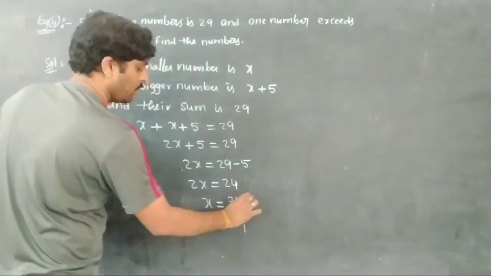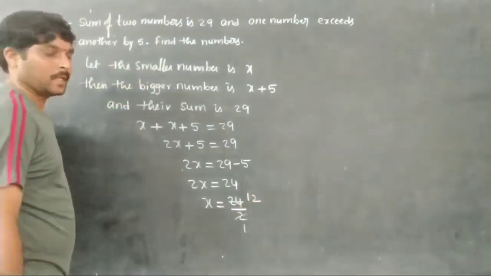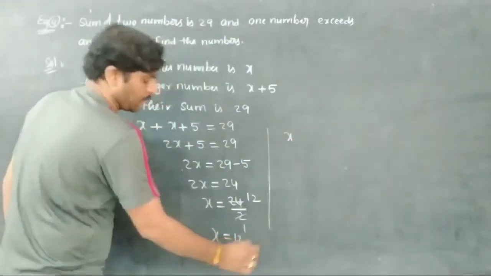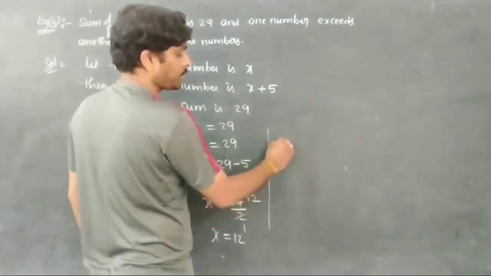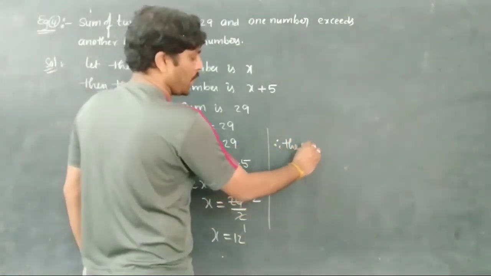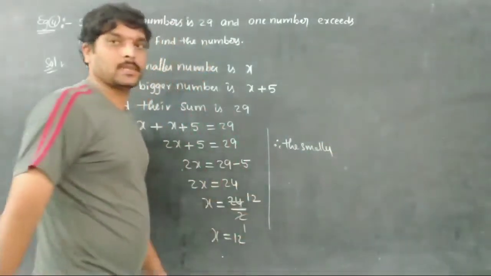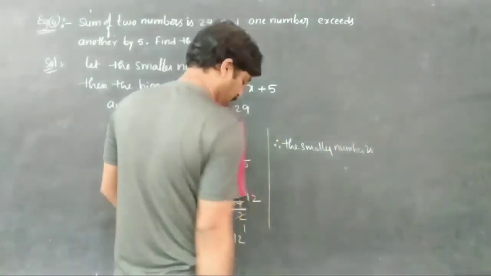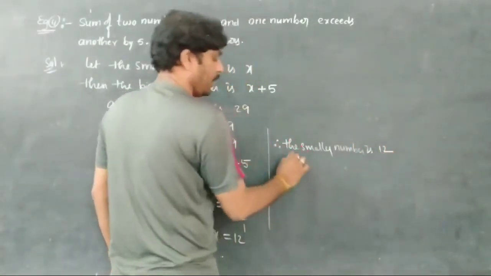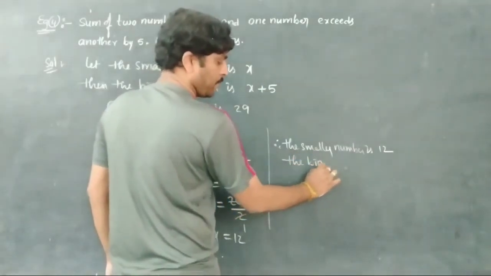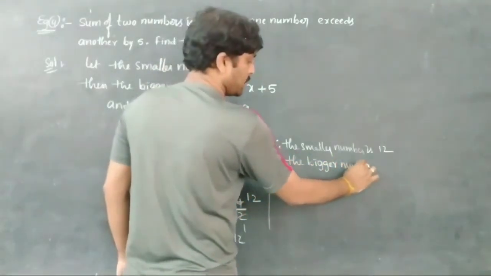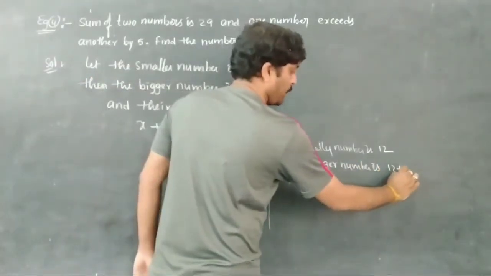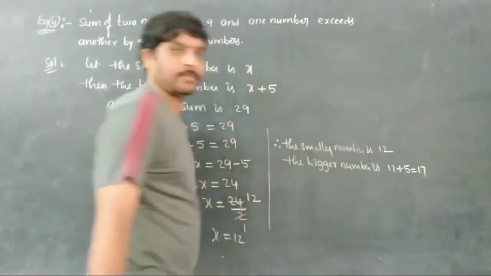2 ones are 2, 2 twos are 4, 2 sixes are 12. Therefore, x is equal to 12. Therefore, the smaller number is x, that is 12. Therefore, the bigger number is x plus 5, means 12 plus 5 is equal to 17.